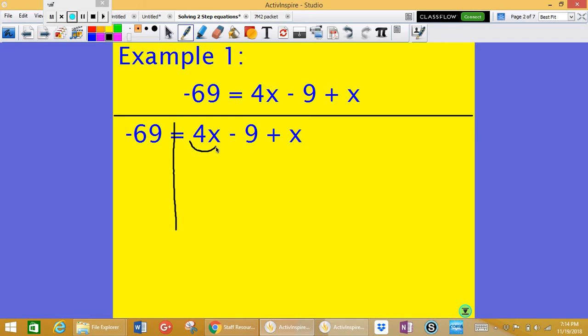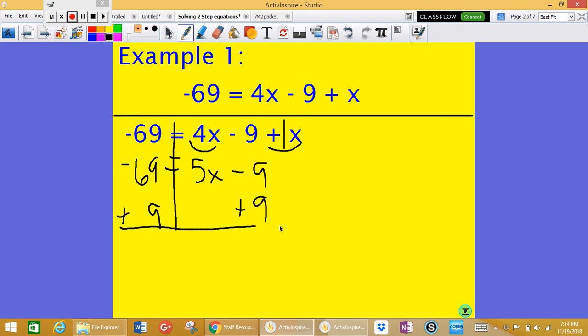So I have 4x and x, which remember there's an imaginary 1. So 4x plus 1x is 5x. Minus 9 equals our negative 69. Then I need to add 9 to both sides. I'm going to bring down the 5x. So now I have negative 60 equals 5x.